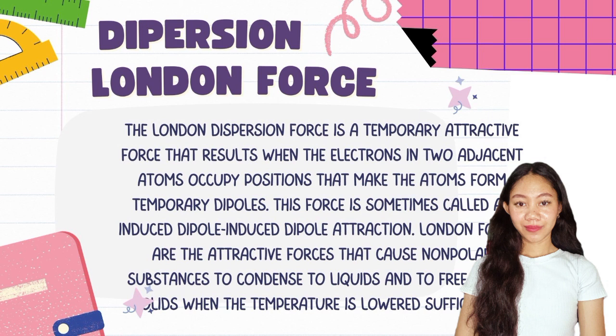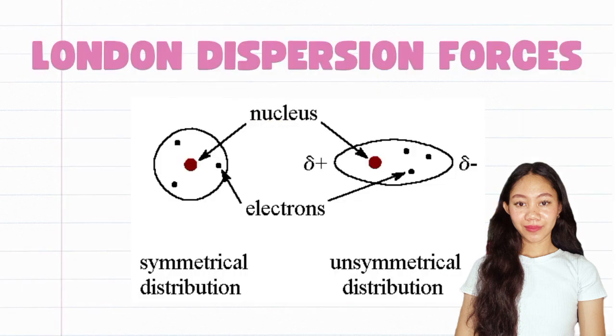Fourth is the London dispersion force. It is a temporary attractive force that results when the electrons in two adjacent atoms occupy positions that make the atoms form temporary dipoles. This force is sometimes called induced dipole interaction. London forces are the attractive forces that cause nonpolar substances to condense into a solid when the temperature is lowered sufficiently. Example of London dispersion forces.